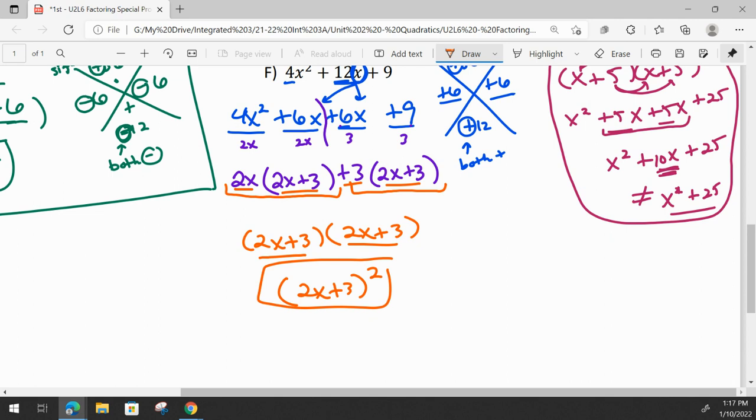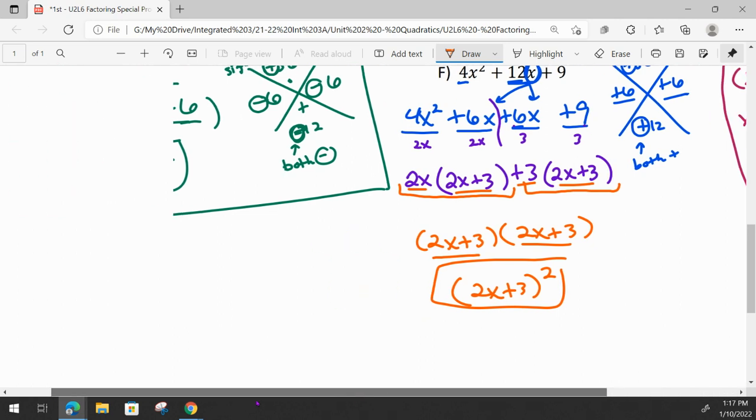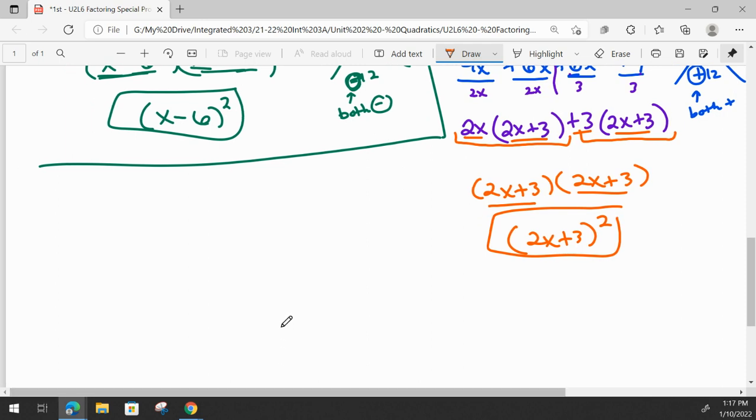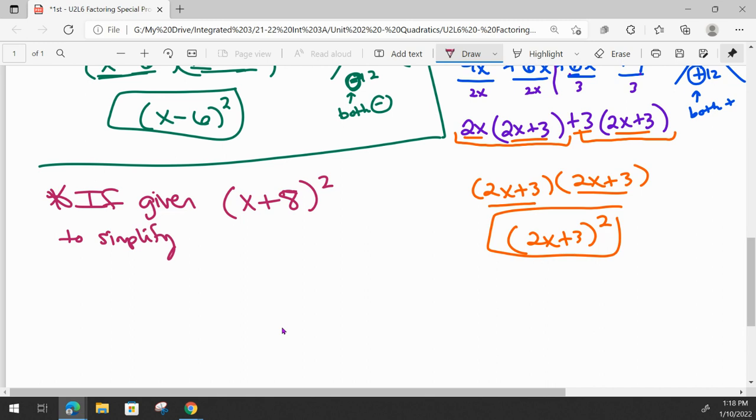All right, there's one other note that I wanted to make before we end these notes. So if you are given something like x plus 8 squared to simplify, one mistake that students typically make is they want to just square each term and call this x squared plus 64. That is going to be incorrect every single time.